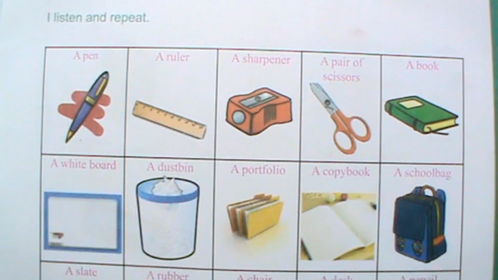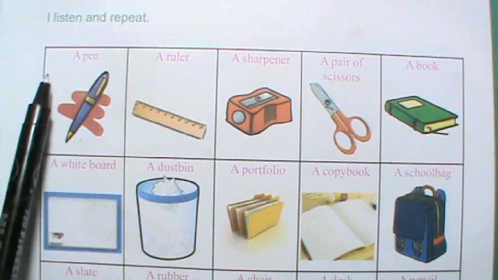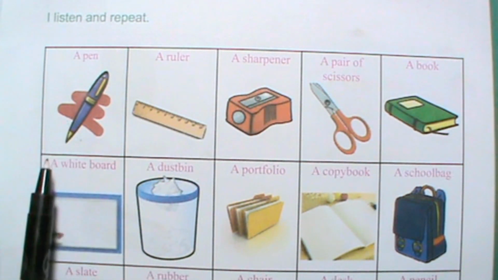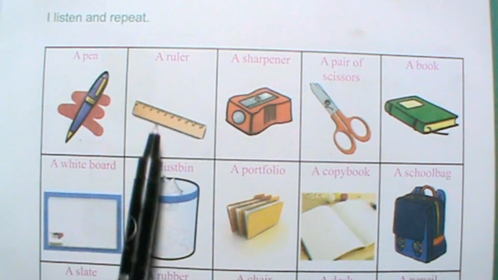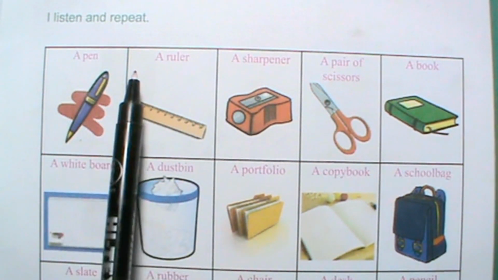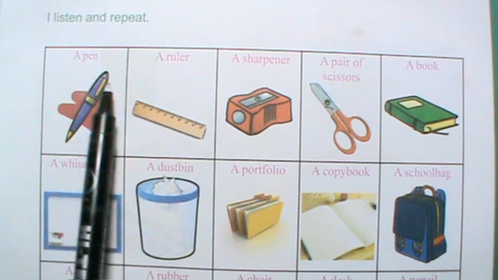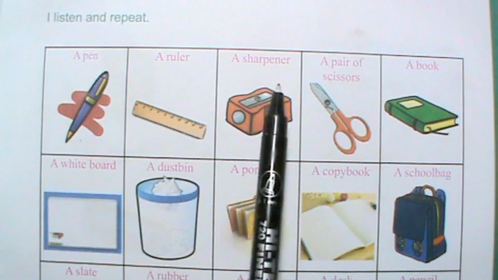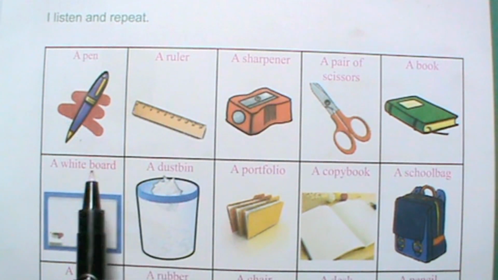Now repeat with me. A pen. A pen, أي قلم جاف. A ruler, أي مسطرة. Repeat with me. Good. Excellent. A sharpener. A sharpener. Good.